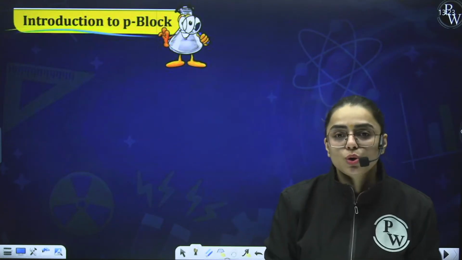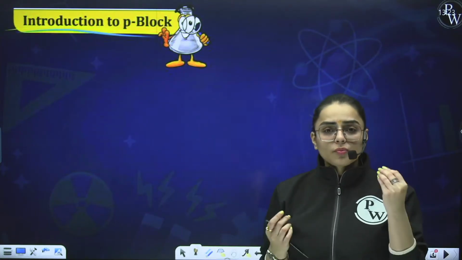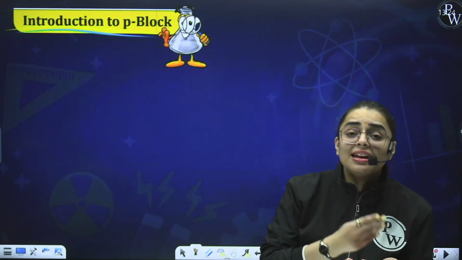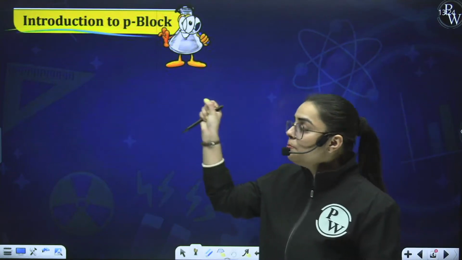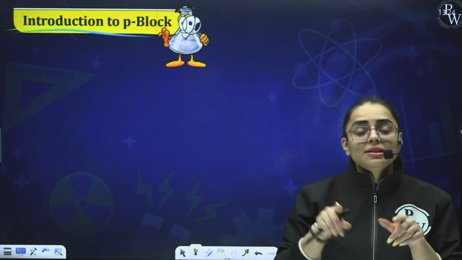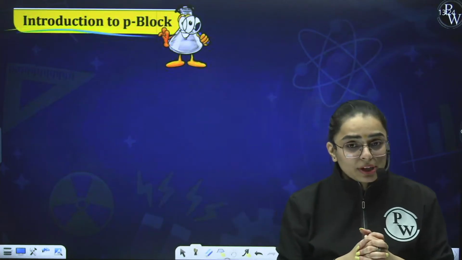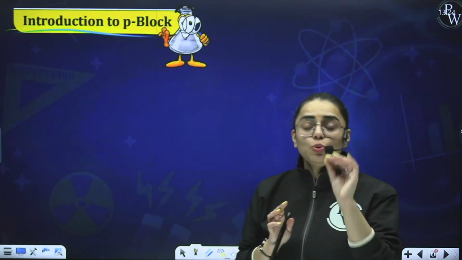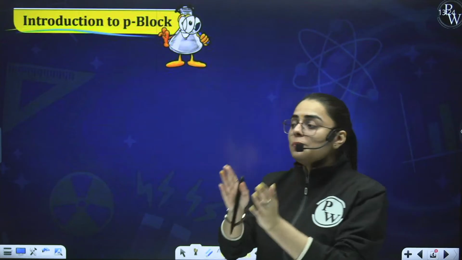My first question is to you all. Whenever I am talking about p block elements, or about any element in which the last electron enters the p subshell, that element lies in the category of p block elements. Are you getting my point? Yes, there is an exception, and I shall tell you why. But first of all, understand why elements are called p block elements.